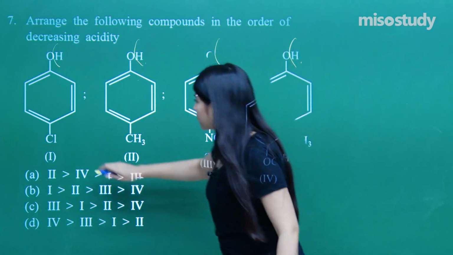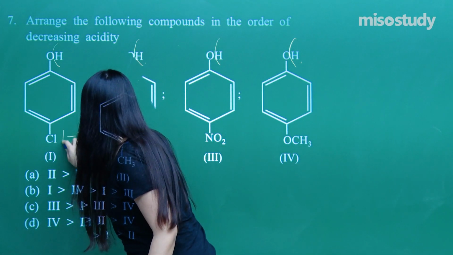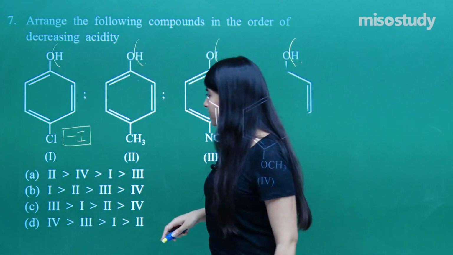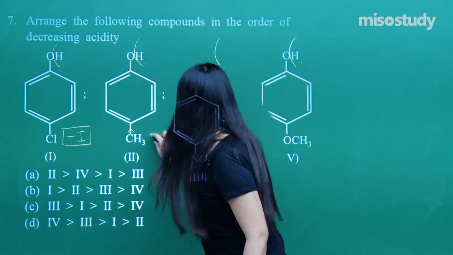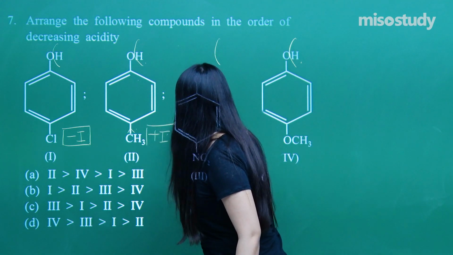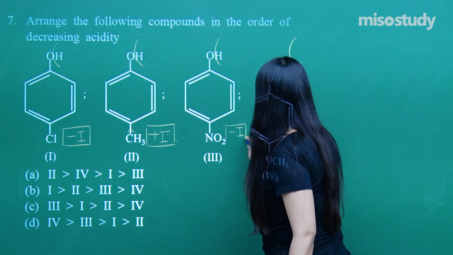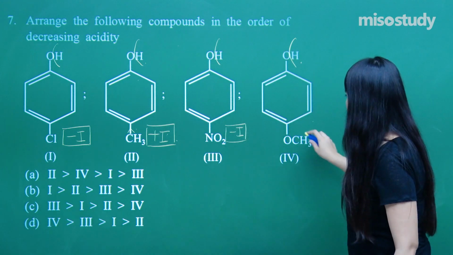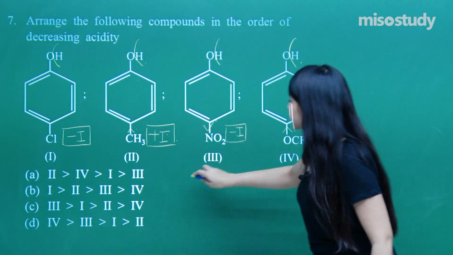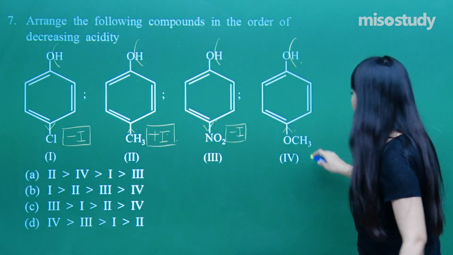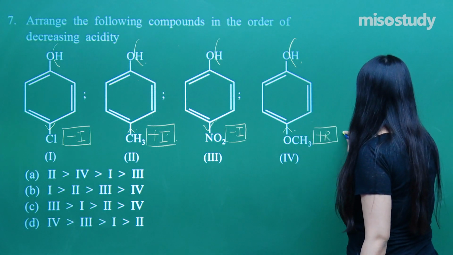So here I've got, first of all, the chlorine. It is showing the minus I effect, withdrawing. This very group is showing what? Plus I effect, as well as the hyperconjugation. This very group, again minus I effect. And over here, again the plus I effect. So these two are showing the plus I effect, whereas these ones are showing the minus I effect. Also this group is showing plus R along with slight plus I.